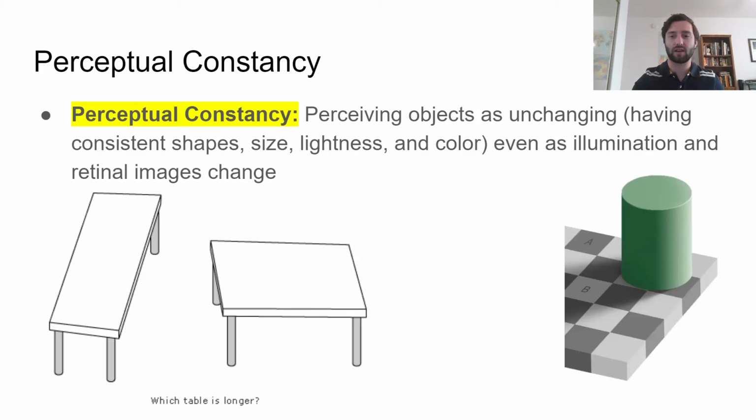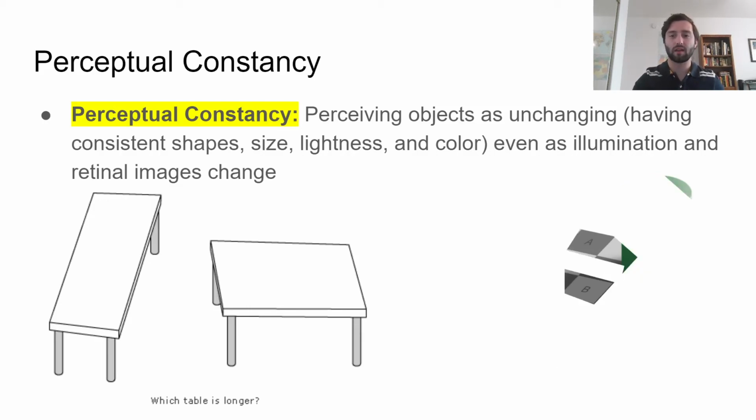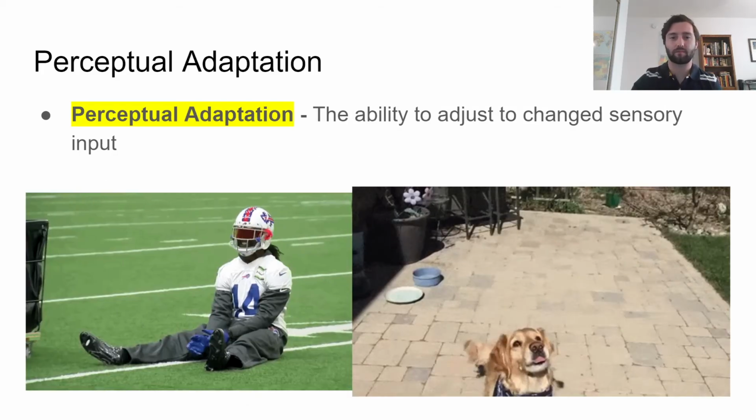Okay, so again, one more time. Here's A and B. They look totally different. A looks dark, B looks light. Cover up everything else around it, and suddenly they're the exact same color. So this is the idea that things do not change even if the retinal image changes, the information our eyes receive changes. So we compensate for that.